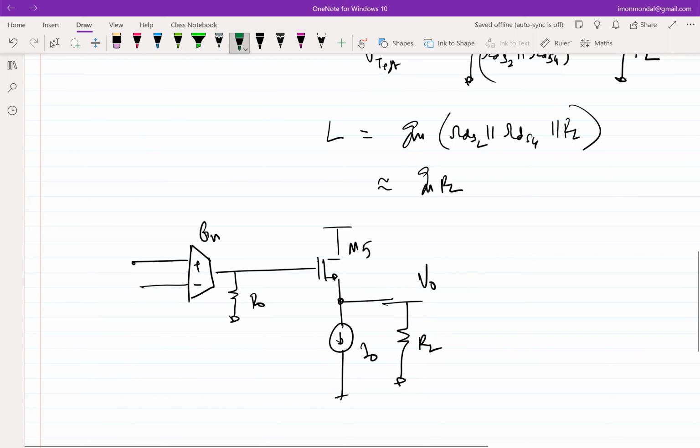And how will you close the loop? V0 has to go to one of the terminals, either the plus terminal or the minus terminal of the GM, to close the loop. So where will you connect V0 to? Minus. Okay, now how do you figure?